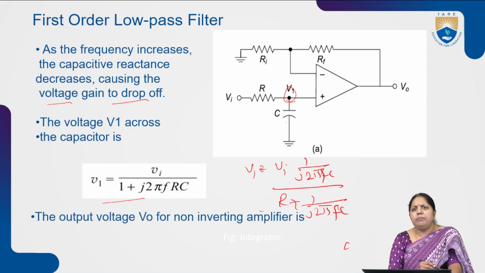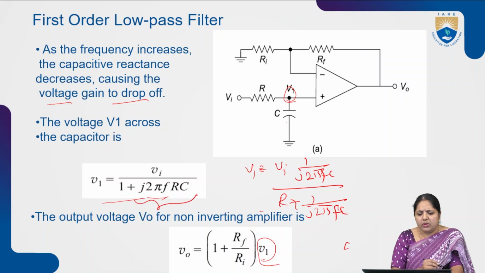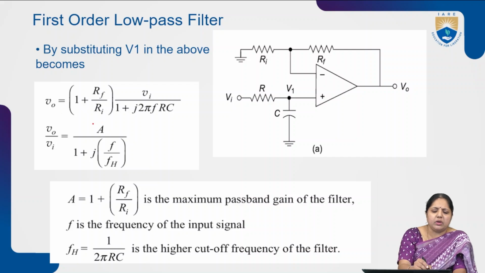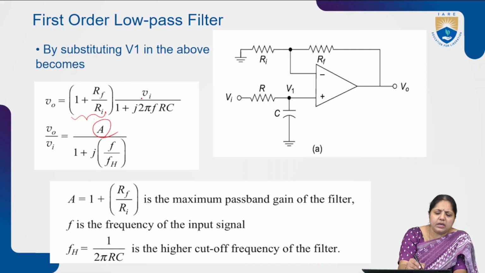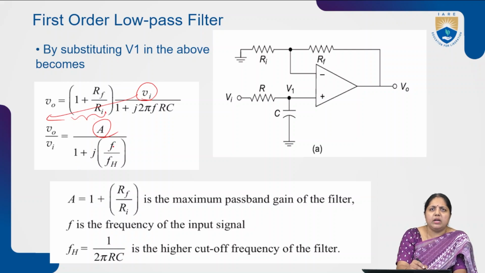V0 equal to 1 plus Rf by Ri into V1, where V1 equal to this equation. Just replace V1 by this equation, then I will get V0 equal to 1 plus Rf by Ri into Vi by 1 plus j 2 pi f into RC, where this parameter is nothing but the gain value A. So that's why it has been replaced. And Vi has been shifted to the other side, so we can get V0 by Vi equal to A.